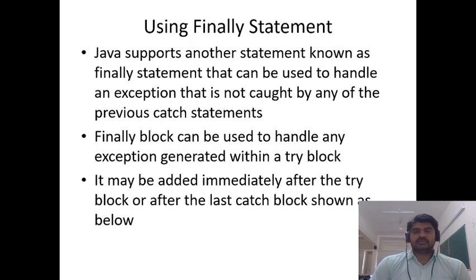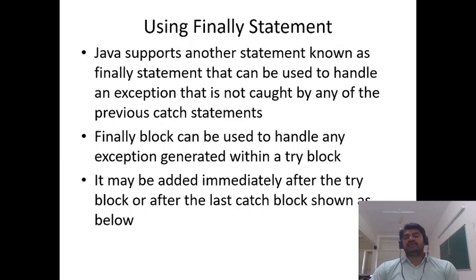So Java supports another statement known as the finally statement, which can be used to handle an exception that is not caught by any previous catch block. Okay, so we can include the finally block in our exception handling mechanism. Any exception that is not handled by the previous catch statements can be handled by the finally block. This finally block can be used to handle any exception that is generated in the try block.